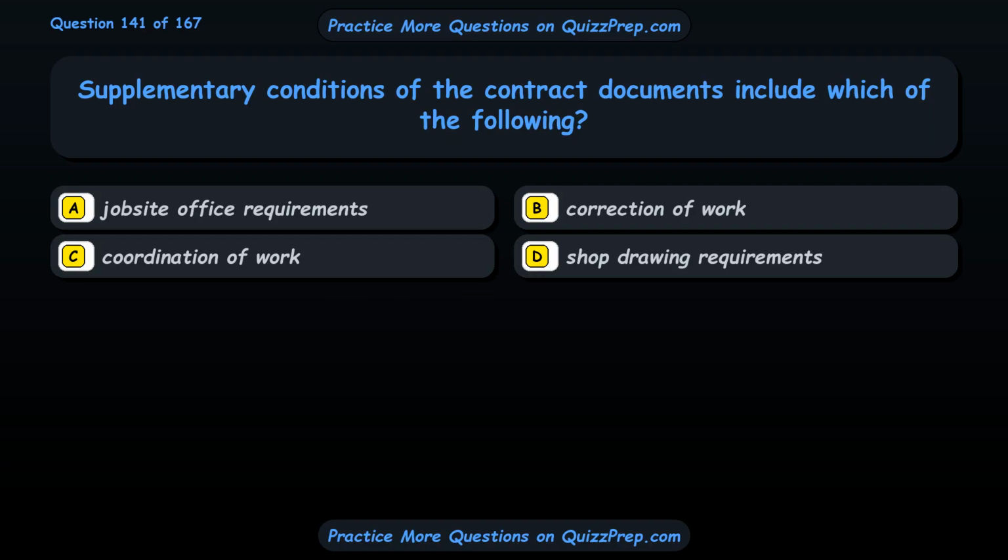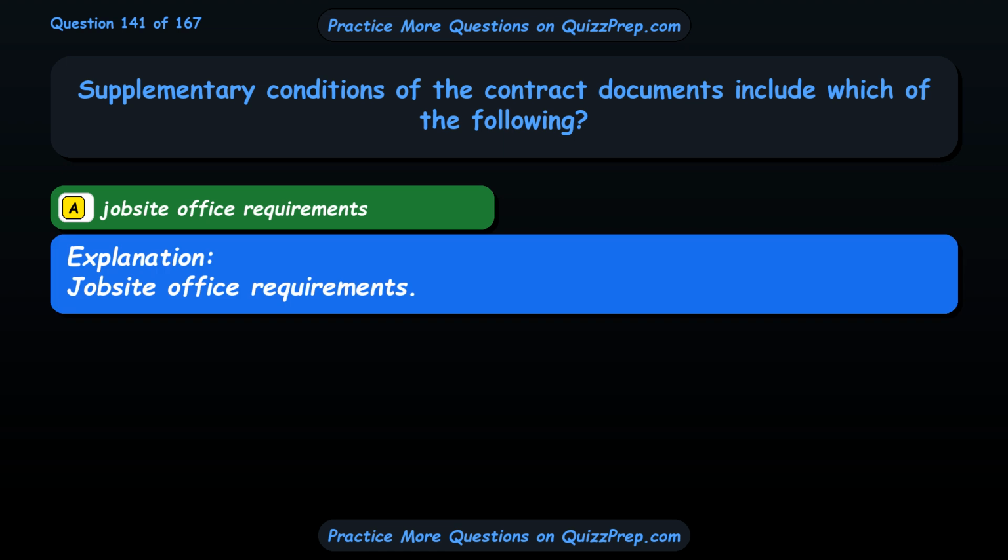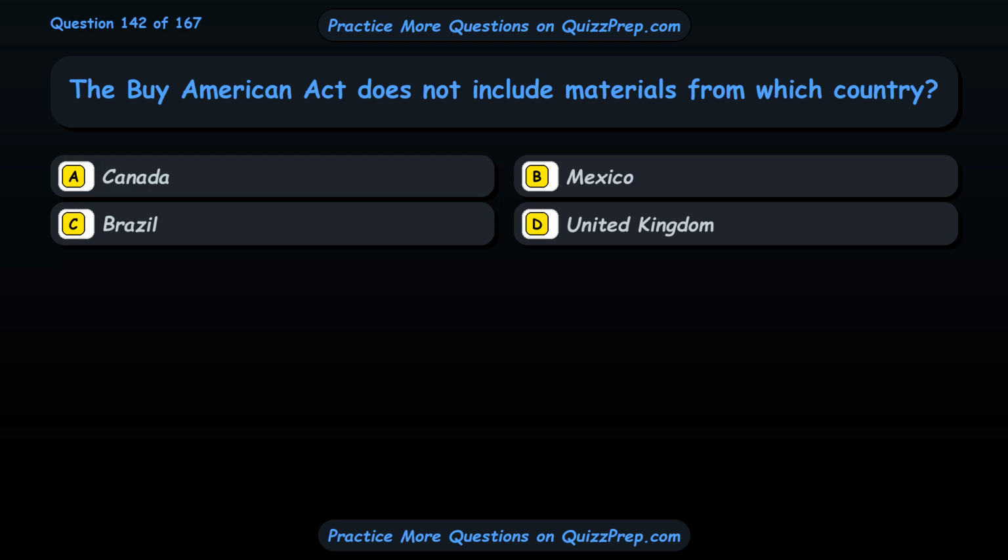Question 141. Supplementary conditions of the contract documents include which of the following? Option A, job site office requirements. Option B, correction of work. Option C, coordination of work. Option D, shop drawing requirements. The correct answer is option A, job site office requirements.